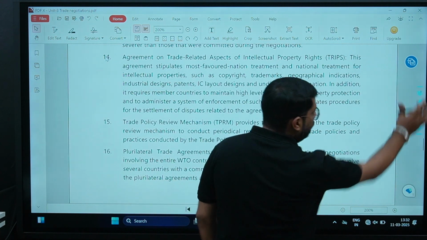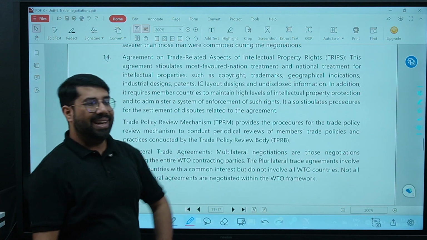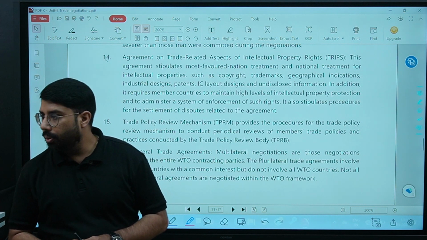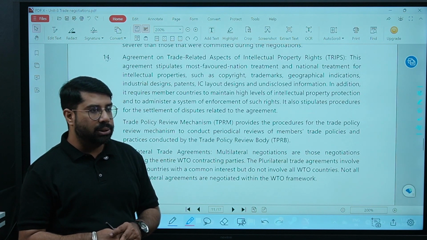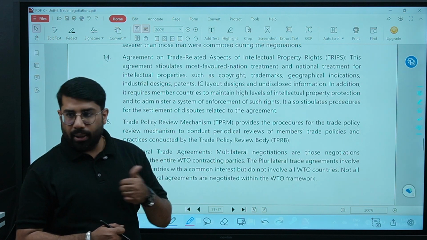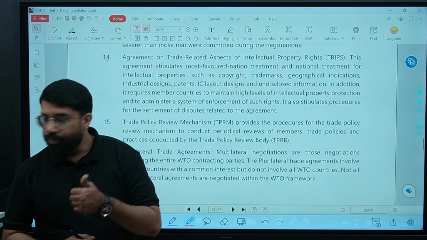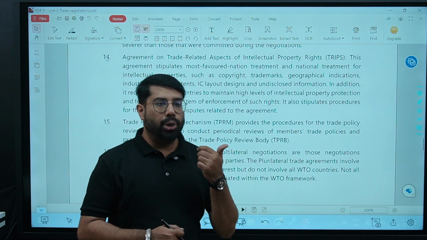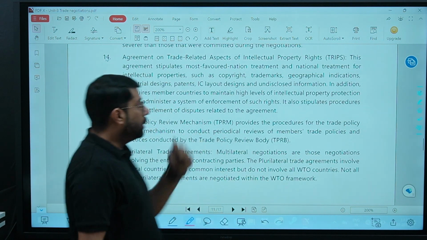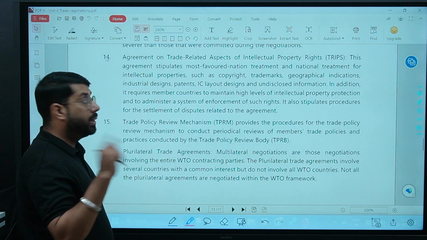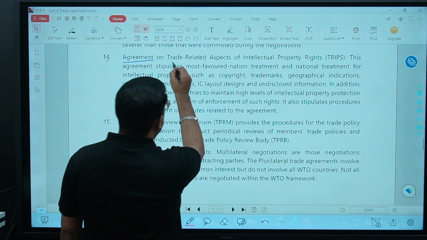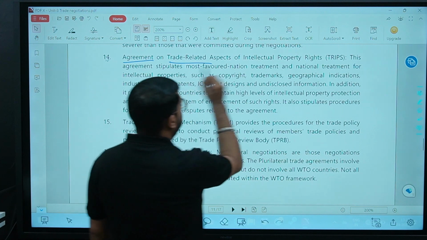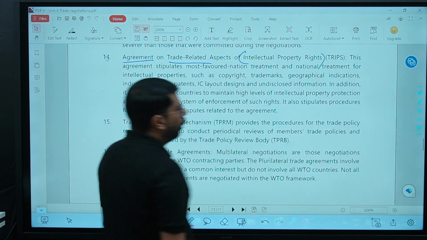Then we have TRIPS. If you remember in GATT, what was the problem in GATT? Why did GATT lose its relevance? Because it was not covering agricultural trade, and it was not covering intellectual property either. Yes or no? So TRIPS is for that. It is not TRIM, it is TRIPS. That is the Agreement on Trade Related Aspects of Intellectual Property Rights.